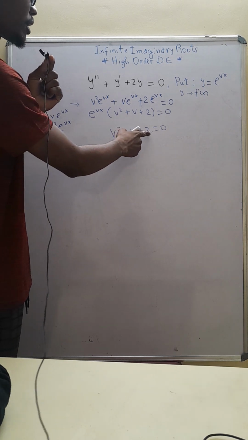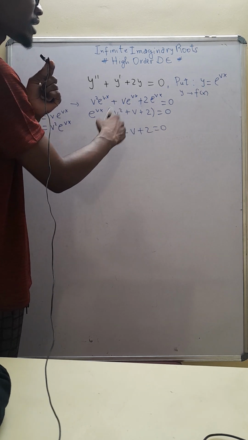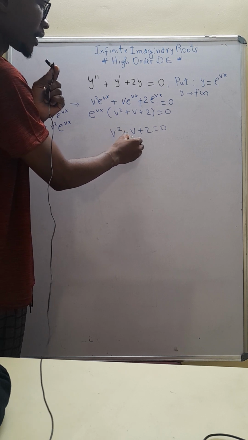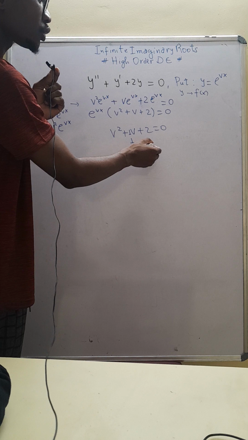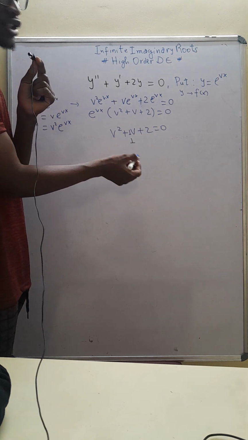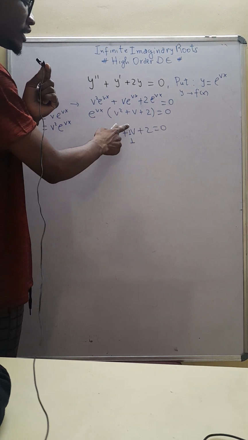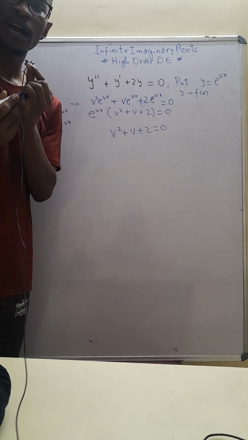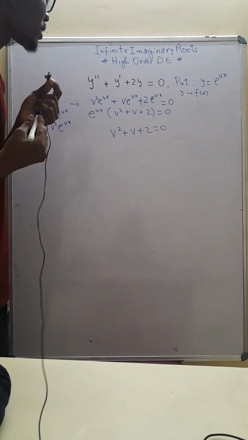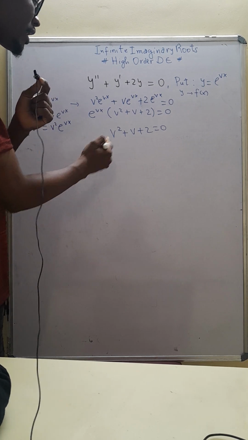Why? Because there is no number that if you sum will be equal to 1, and if you multiply will be equal to 2. Which number is this? There is no real number that can satisfy this condition. So in this case, what do we have to do? We have to find our solution for this one, okay?